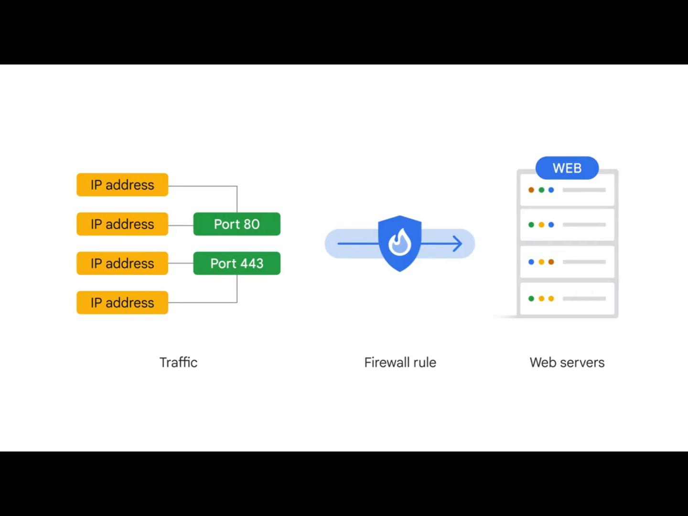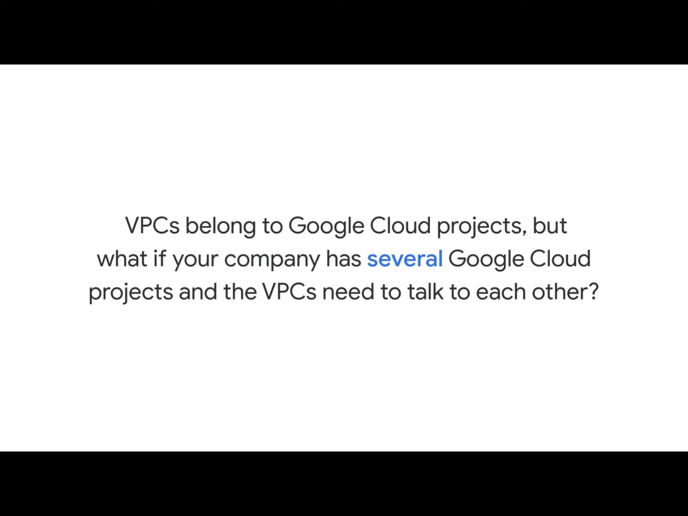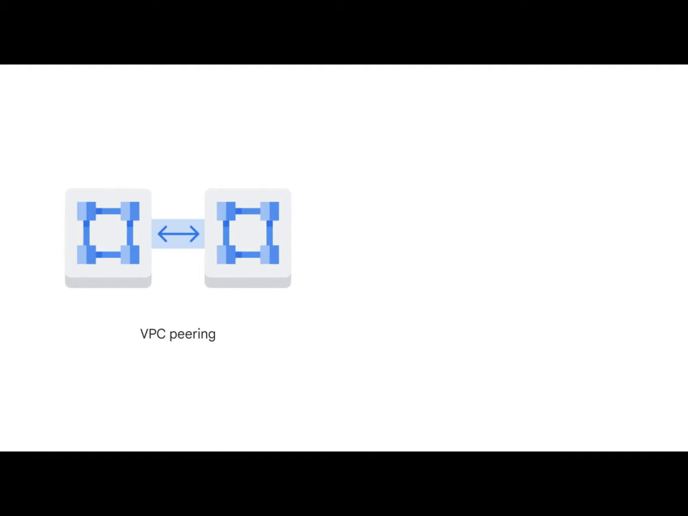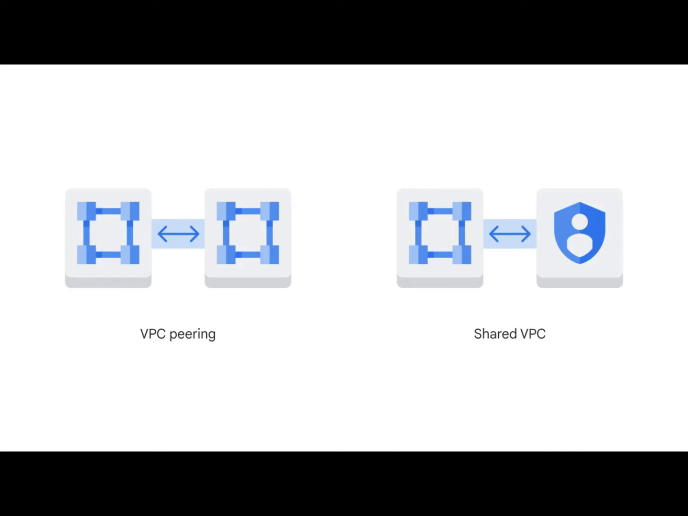You'll remember that VPCs belong to Google Cloud projects. But what if your company has several Google Cloud projects, and the VPCs need to talk to each other? With VPC peering, a relationship between two VPCs can be established to exchange traffic. Alternatively, to use the full power of Identity Access Management, IAM, to control who and what in one project can interact with a VPC in another, you can configure a shared VPC.